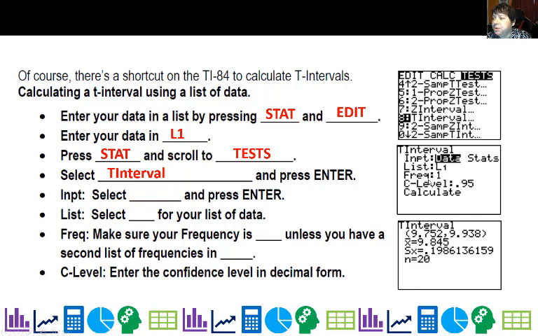Then you'll get this input screen. Here you can choose to put in data or stats, and I'll show you, you can get examples where they just give you stats. And then for the list, select list 1 or wherever you put your data. Make sure your frequency is 1, unless you actually do have a frequency list for your data, in which case it might be in list 2. For the confidence level, enter the confidence level in decimal form. So you can see here, this is the output that I got after I put in my coffee data, and it shows the interval on top here, and my mean and my standard deviation and the sample size.